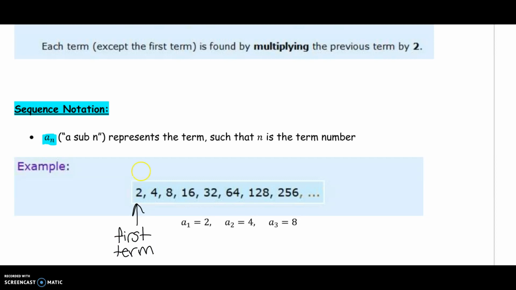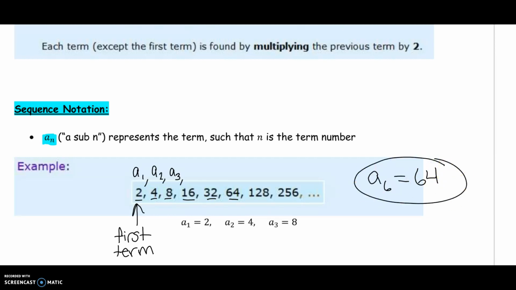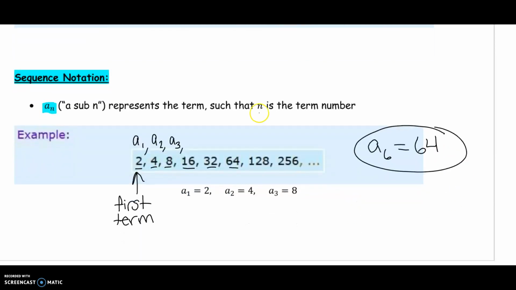And the way that we would write that is A sub 1. Then number 4 is the second term, that's A sub 2. 8 is the third term, that's A sub 3, and so on. Okay, so if I were to say, what is A sub 6? I would say, well, 2 is the first, 4 is the second, third, fourth, fifth, sixth. So the sixth term in the sequence is 64. So you're going to have to get used to that. Again, n just represents the term number.